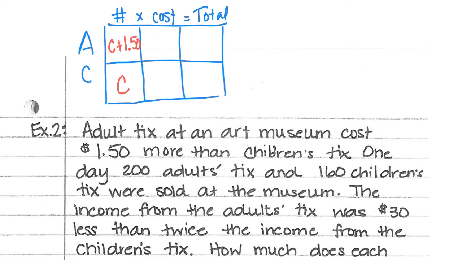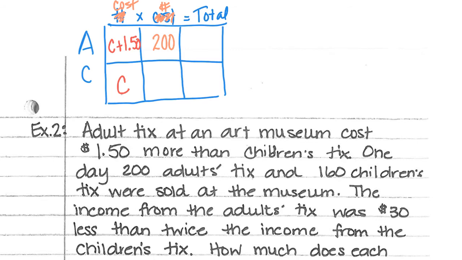I made a very small chart. Now, it says one day, 200 adult tickets. Where am I going to put that number 200? In the totals. So I'm going to put 200 right here. Oh, I totally switched it up, didn't I? This is the number and this is the cost. Sorry, I switched it up. Still the same thing, but I just switched it.